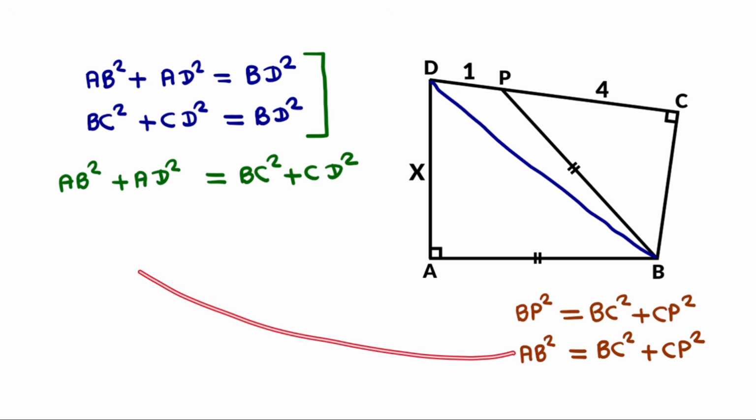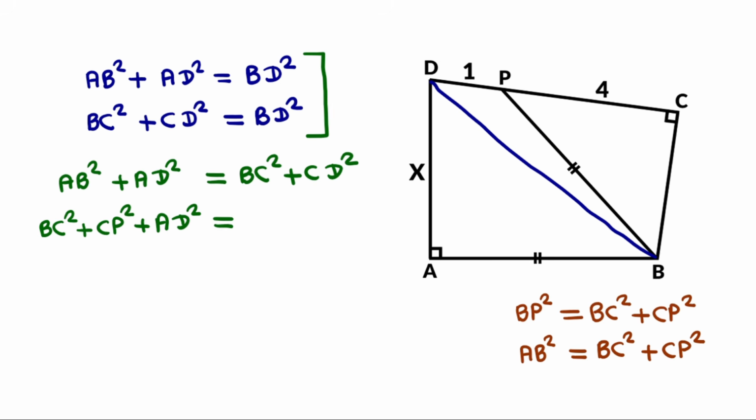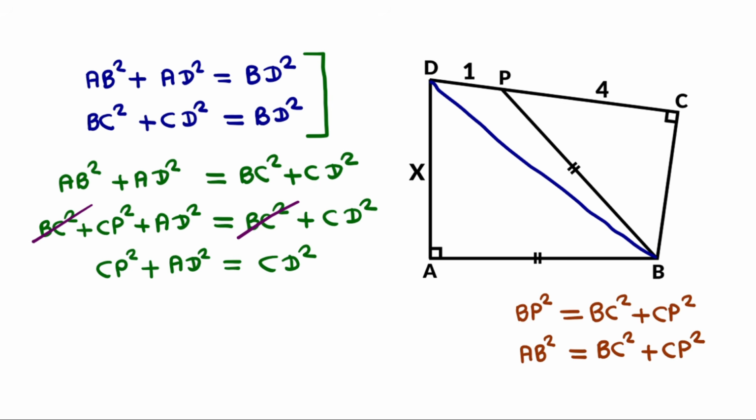Now substitute that expression into our earlier equation. Replacing AB squared gives BC squared plus CP squared plus AD squared equals BC squared plus CD squared. And now the magic happens. The BC squared terms appear on both sides. They cancel immediately, leaving us with CP squared plus AD squared equals CD squared.